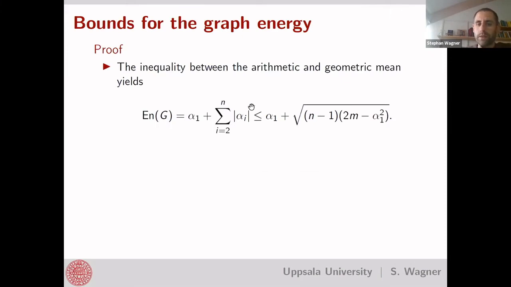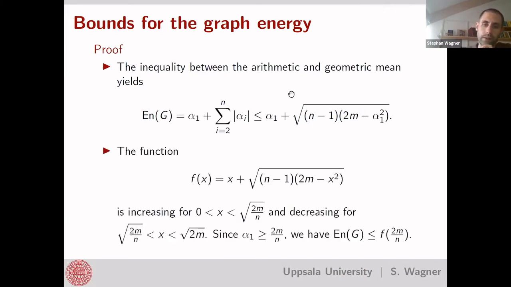The idea being that we apply the inequality between arithmetic and geometric mean as before. Same concept, but we keep the alpha 1 out. The largest eigenvalue is kept out of the sum first. Then we get first the bound like this, and then we look, well, how should alpha 1 be chosen for this to become largest? And some calculus shows that this is the case when alpha 1 is precisely 2m over n.